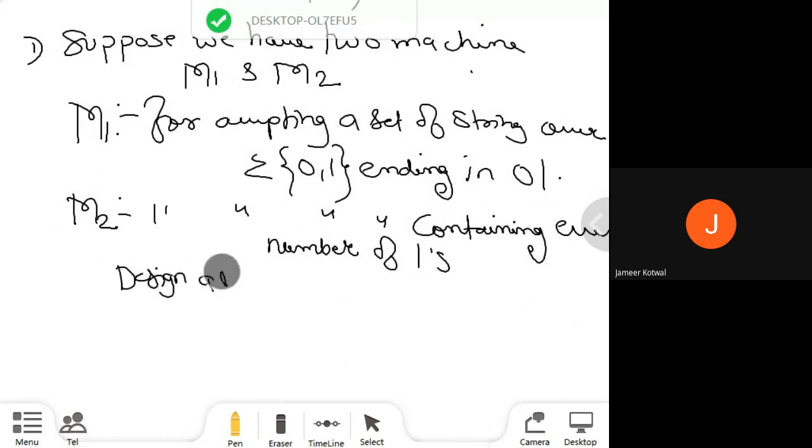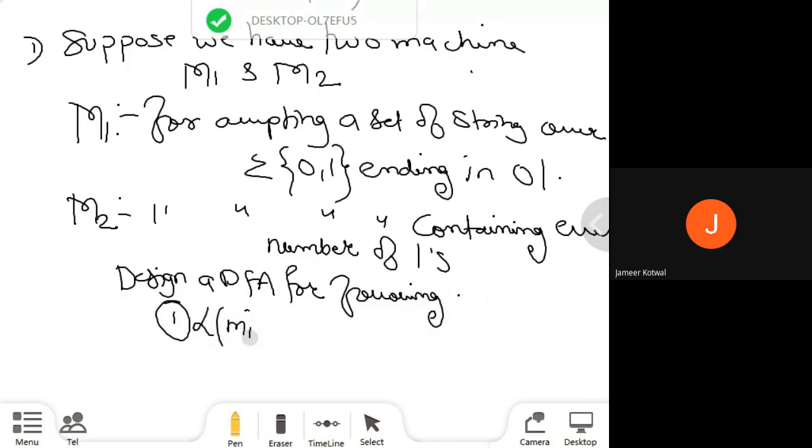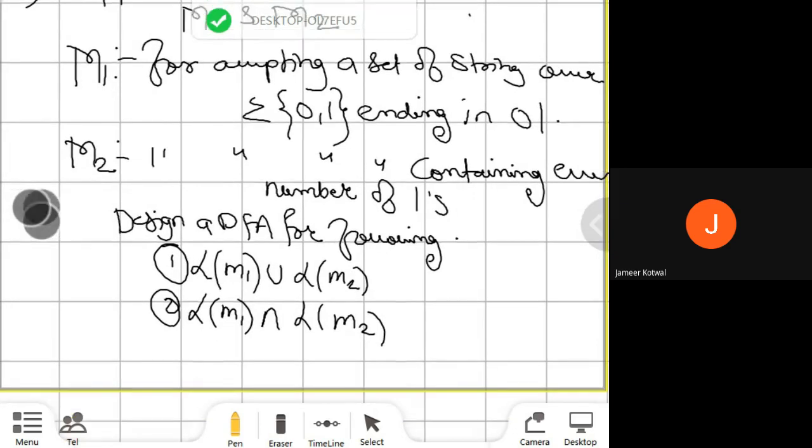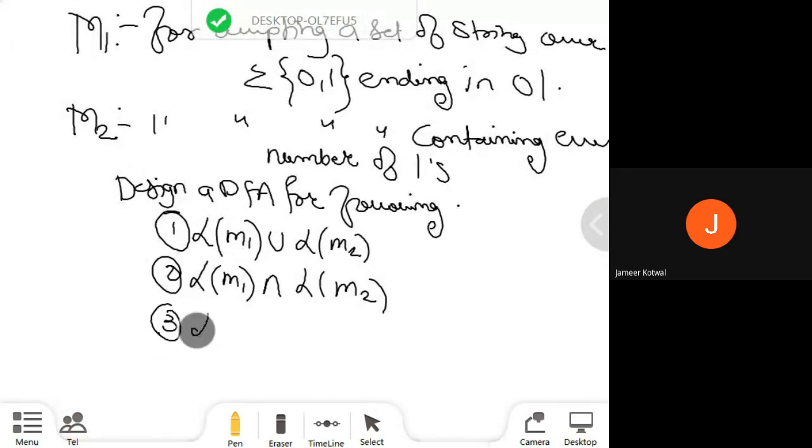design a DFA for the following and just write down the problem statement. Third year students, first is the language of M1 union the language of M2. Second one, the language of M1 intersection the language of M2. And the last question is the language of M1 difference the language of M2. Is that clear? तर हा प्रॉब्लेम आहे, बरोबर.